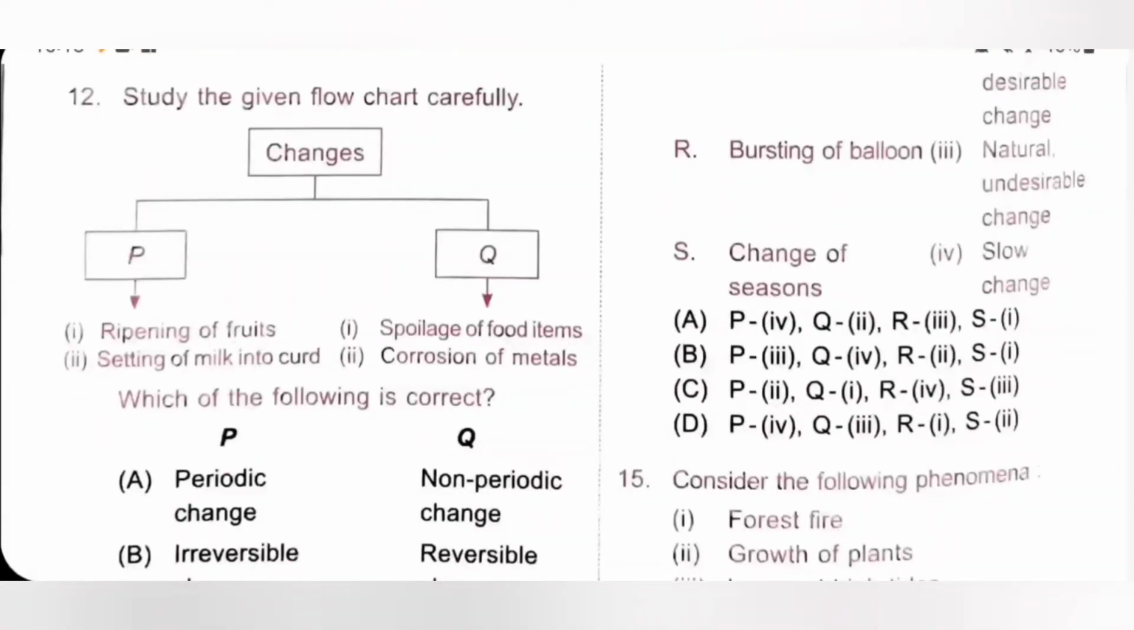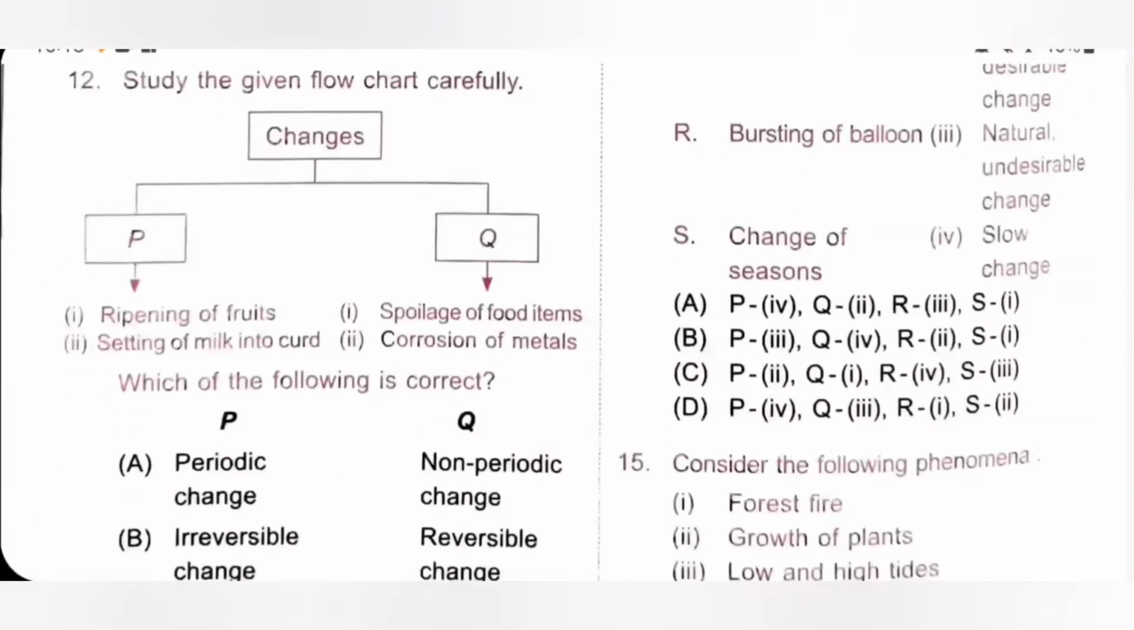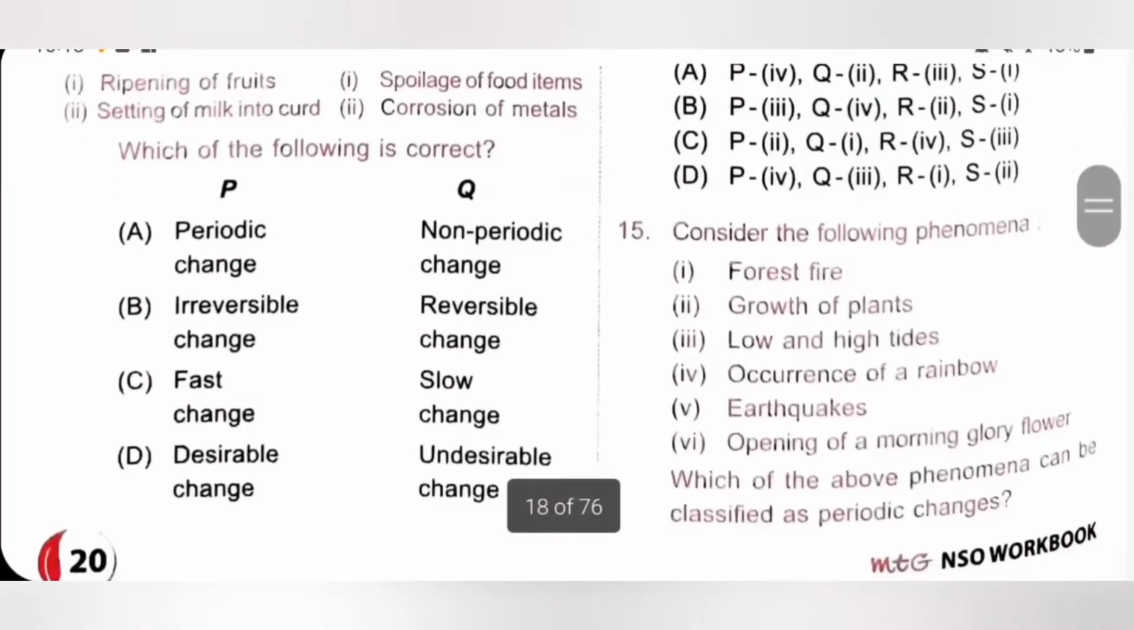Study the given flowchart carefully. Changes P and Q. So P, ripening of fruits, setting of milk into curd. Q, spoilage of food item, corrosion of metals. Which of the following is correct? Option A, periodic change, non-periodic change. B, irreversible change, reversible change. C, fast change, slow change. D, desirable change, undesirable change.